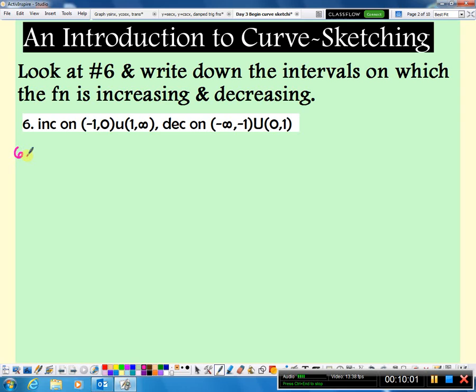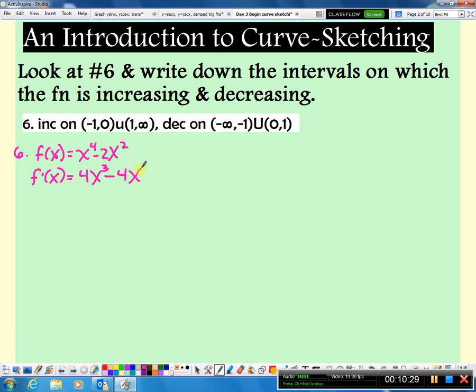Number 6 says f of x equals x to the fourth minus 2x squared. So on this one, the first thing I need to do is find f prime of x. When I do f prime of x, I'm getting 4x cubed minus 4x. Now, you find critical values whenever f prime of x either does not exist or is equal to 0.